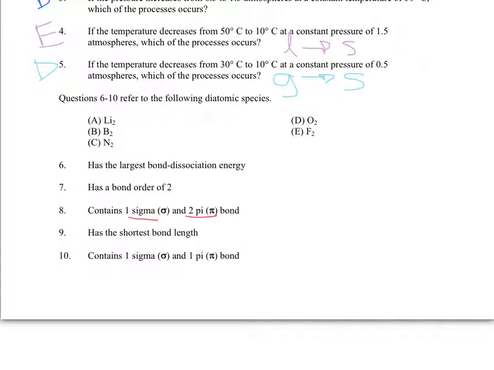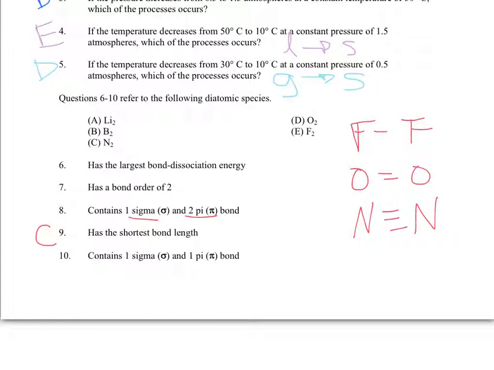Let's look at this analytically. Do you agree that F to F is a single bond? Do you agree that O to O is a double bond? And N to N is a what? What do we know about triple bonds? They're the shortest, right? So that is going to be C. Which one of these has the largest bond dissociation energy?